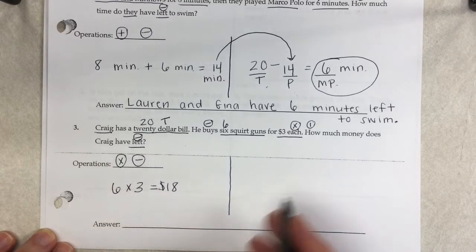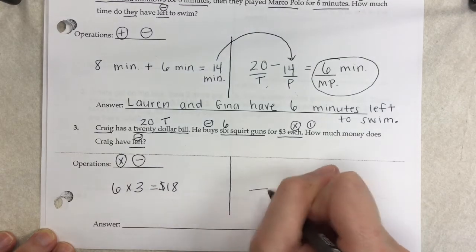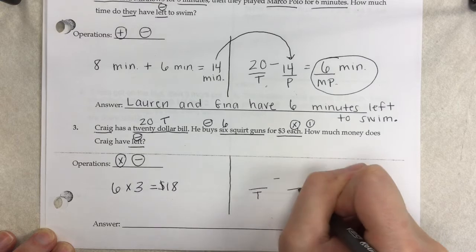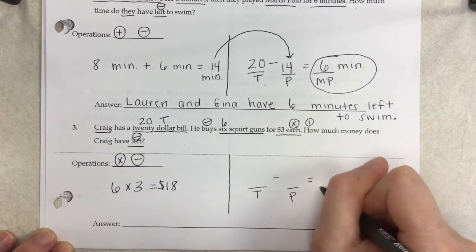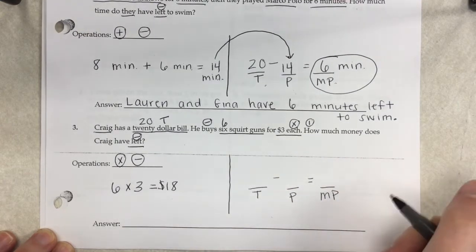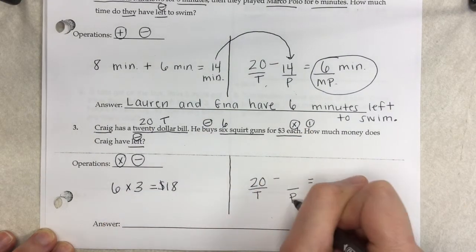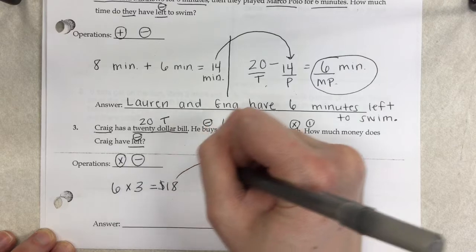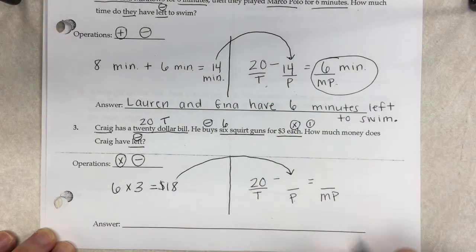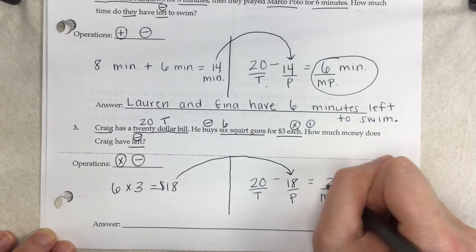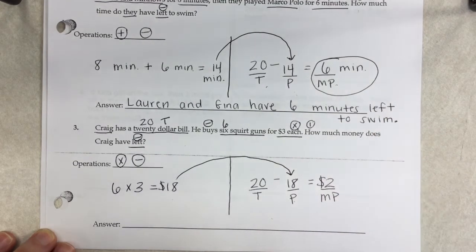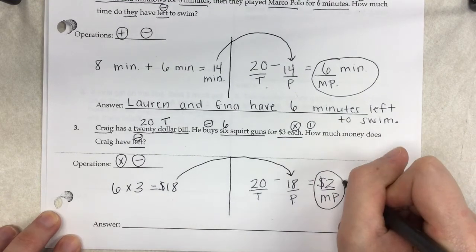So I know subtraction is going to be total minus my part is going to equal my missing part. The total he had, they gave us in the problem, it is 20. The part I know is how much he spent so far. So I'm going to draw an arrow over here from my 18. Put 18 right there. If I subtract those, I will get the missing part. And that is 2. That's $2 that he has left. So I'll use a dollar sign as my label and circle it.